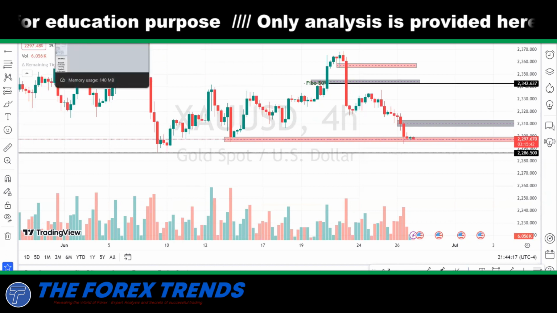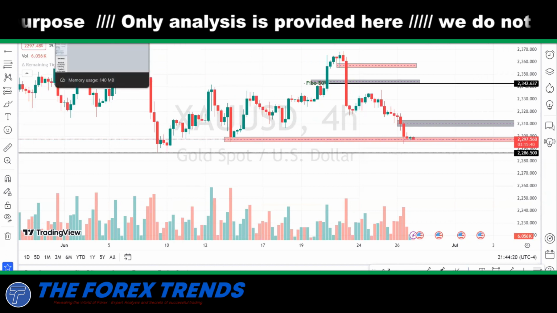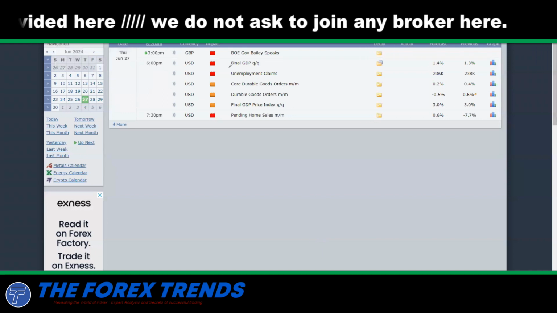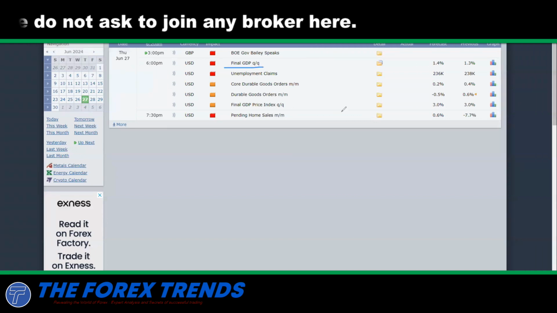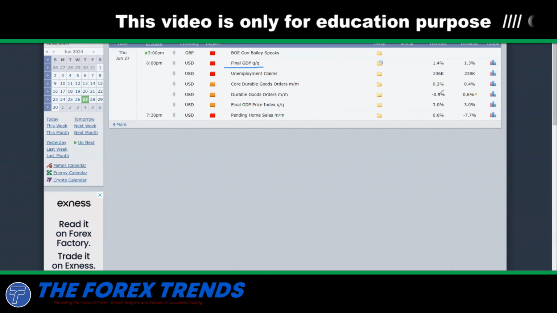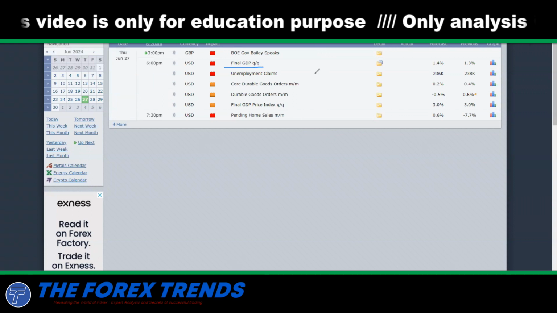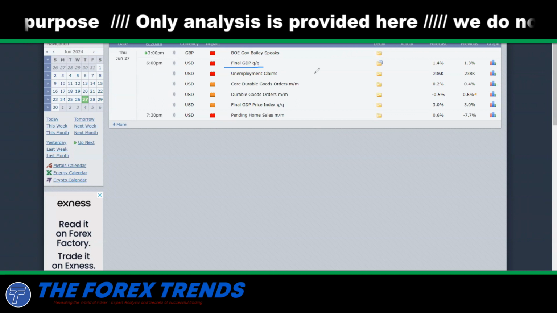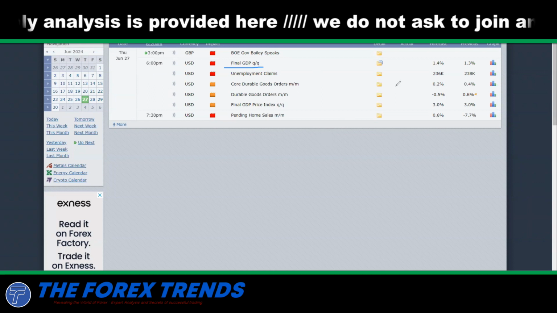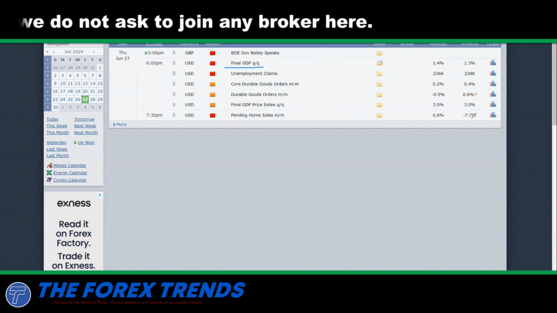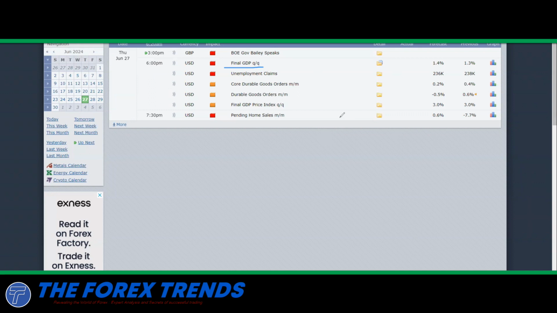As we know, today is a big day because there is a final GDP data of the US, and it is scheduled at 6 p.m. IST. So we know GDP is a big news for any country. So we may see a good volatility in the market today.